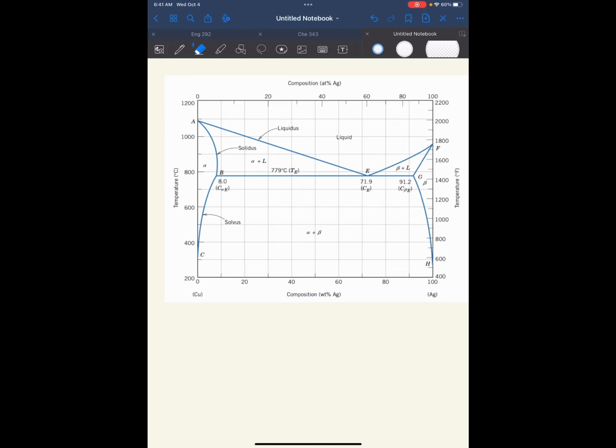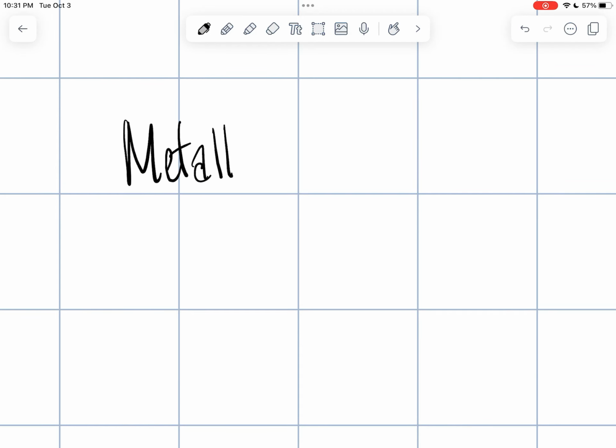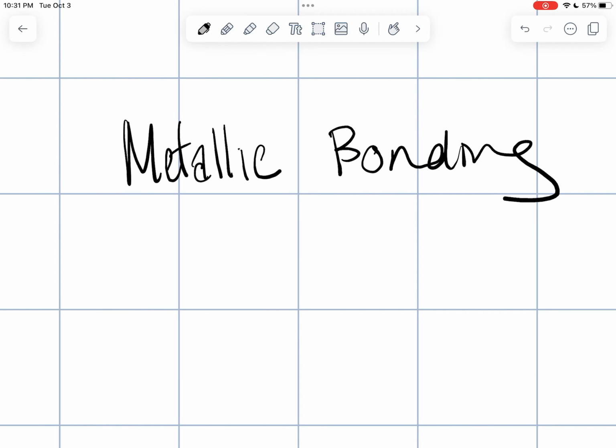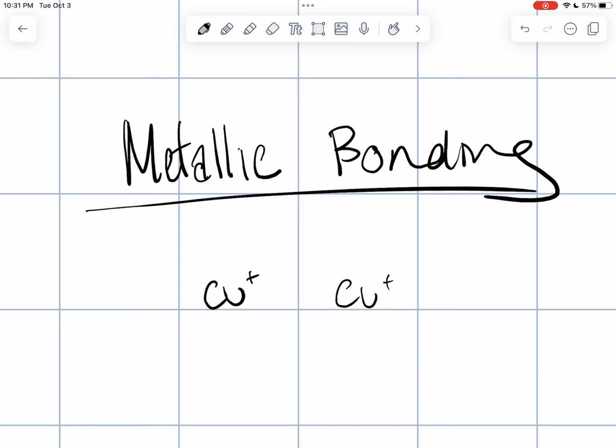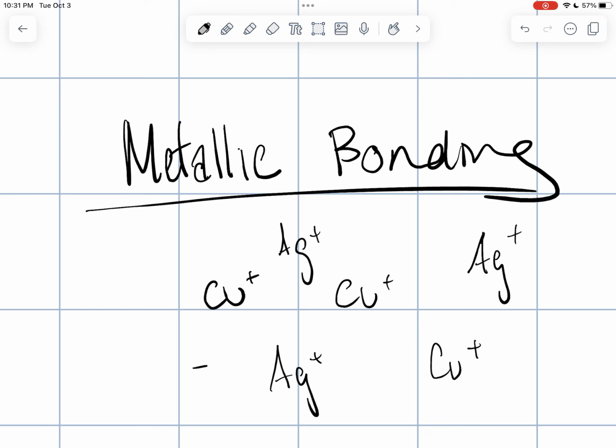Today we're going to look at the alpha plus beta phase of a copper and silver phase diagram. Copper and silver are both metallic, so this is a metallic bonding type where we would then know that there is low pressure and low temperatures, which would lead to high strength and high conductivity because the atoms are surrounded by a sea of electrons.